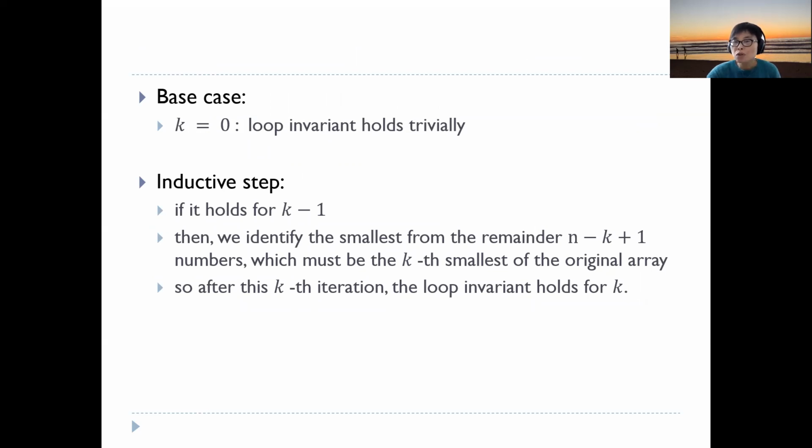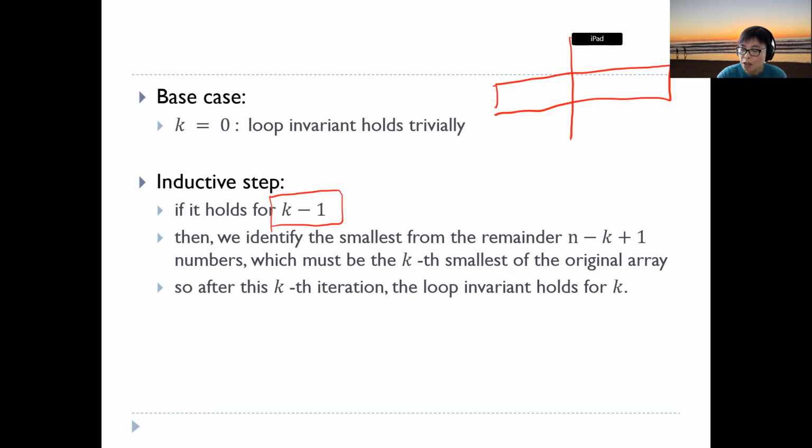You show that if this loop invariant holds for iteration k minus 1, then after we perform the kth iteration, at the end of the kth iteration, it also holds. That's what we want to prove. So if it holds for iteration k minus 1, what does it mean? Let's say that after k minus 1 iterations, you have k minus 1 numbers here.